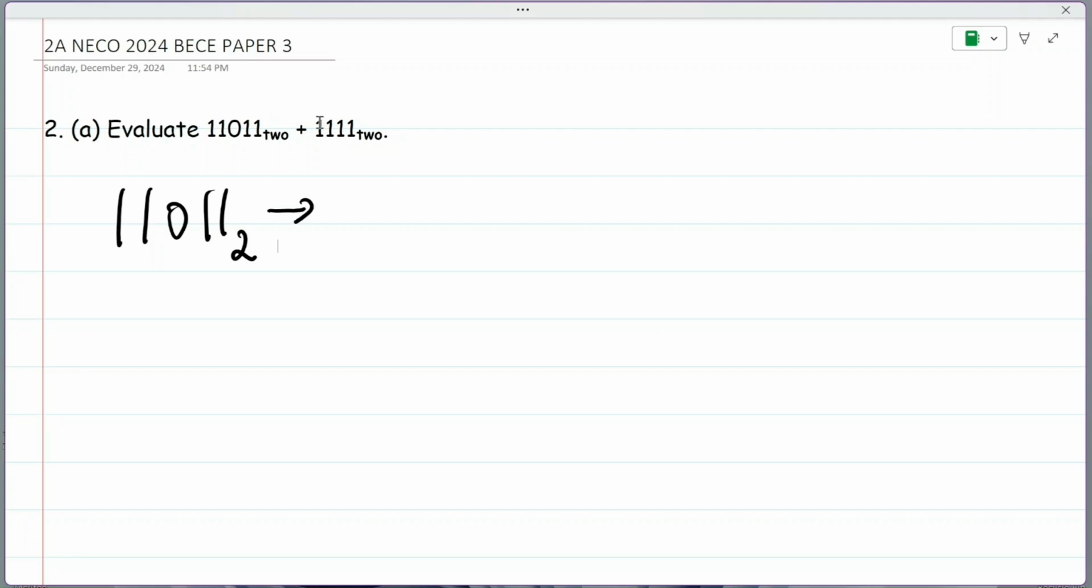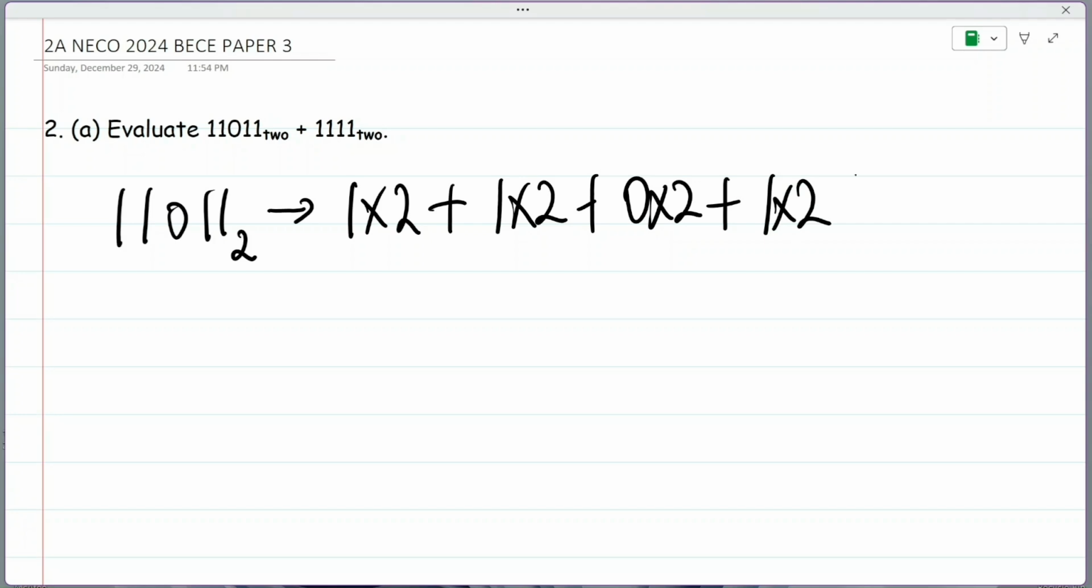to base 10. If this were base 3 or base 4, we would multiply each of these digits by the base. Now it's base 2, so each of them we multiply by 2. You have 1 times 2 plus 1 times 2, the next is 0, plus 0 times 2 plus 1 times 2 and plus 1 times 2, and you join them together by addition. Then you power the 2's, the base, from 0 up. So you have raised to power 0, raised to power 1, raised to power 2, 3, 4. You start from 0 going up.